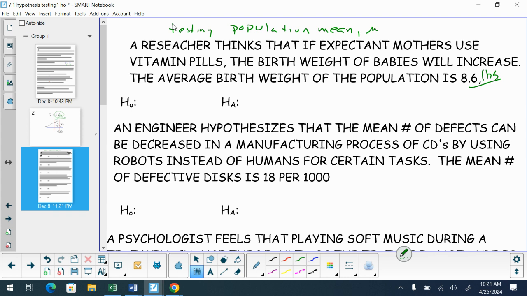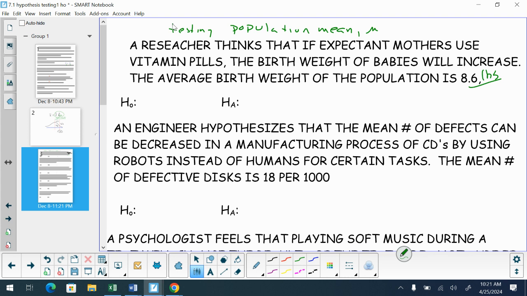But if I take these vitamins, I hope to increase the birth weight. So if I take a look at increasing the birth weight, a lot of times what you want to do here is you want to start with the alternate hypothesis. Okay? The alternate hypothesis, because the alternate hypothesis is what we hope is true. So if you have a researcher or medical people that develop these vitamin pills, they want the birth weight to increase, and they want to commercialize that. If you take these pills, birth weights are going to increase.